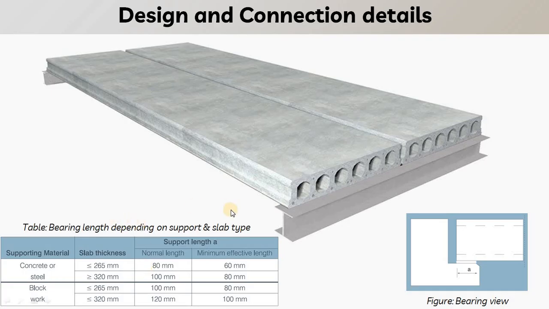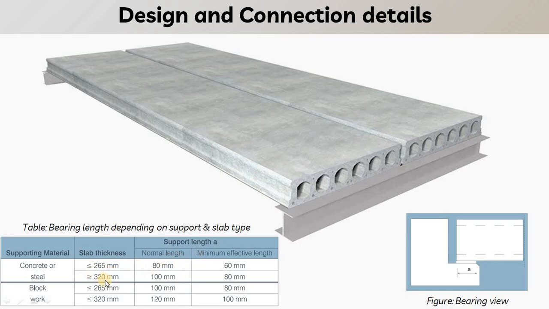Here on this table you can see the bearing requirement. As I told, to rest this hollow core slab we need the minimum bearing. So what is bearing? Bearing is the minimum area that is required, or minimum width that is required to rest the hollow core slab. So in case of concrete or a steel material with a slab thickness of less than 265 mm, we require nominal 80 mm of the bearing. That is the minimum requirement to rest the hollow core slab.